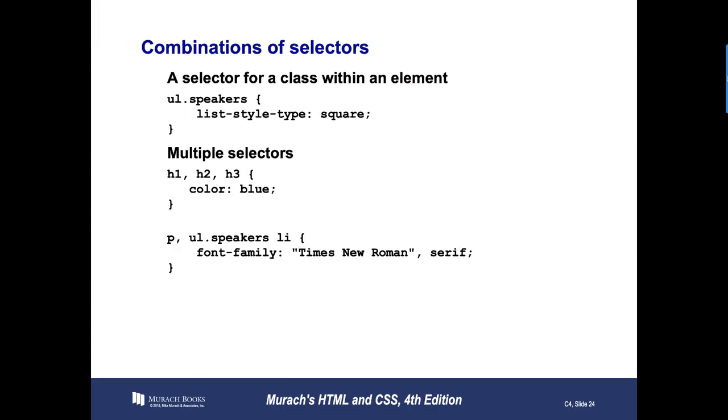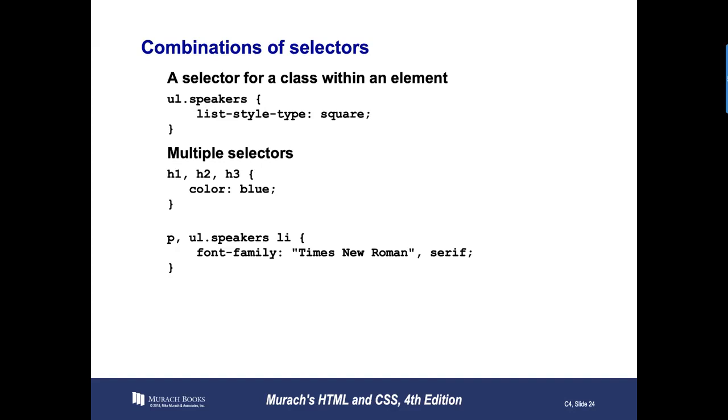Combinations of selectors. Now this is where it gets really powerful. Look at this one, ul.speakers. That's a really shorthand way of saying, hey, any UL that has the class of speakers, apply the list style type of square. That's any unordered list that has a class name, that's what that dot means, of speakers.